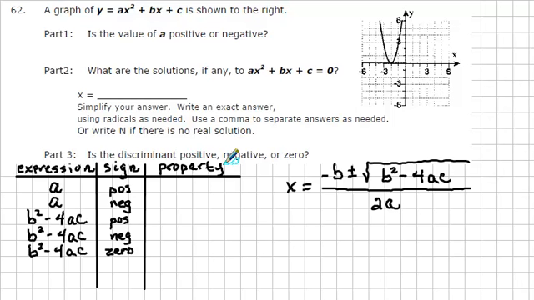A graph of y is equal to ax squared plus bx plus c is shown to the right. The graph is this parabola. Part 1. Is the value of a positive or negative?